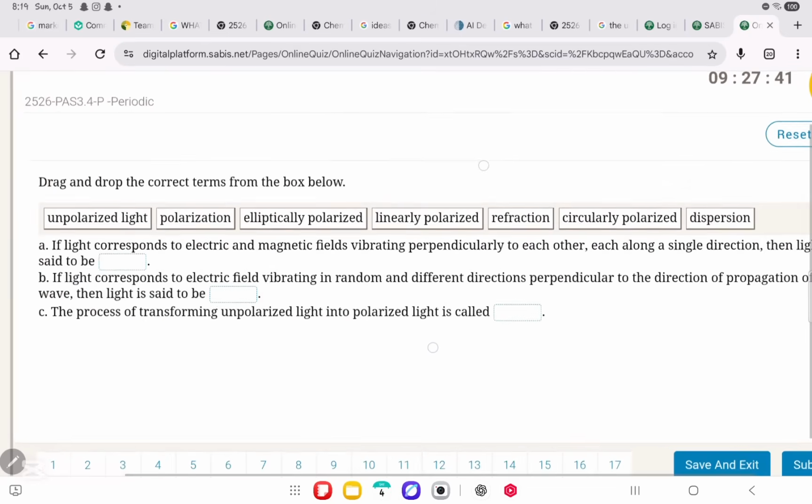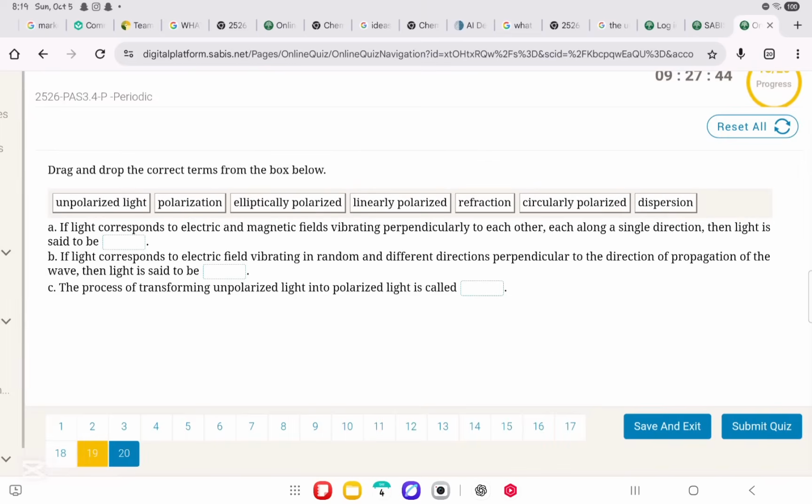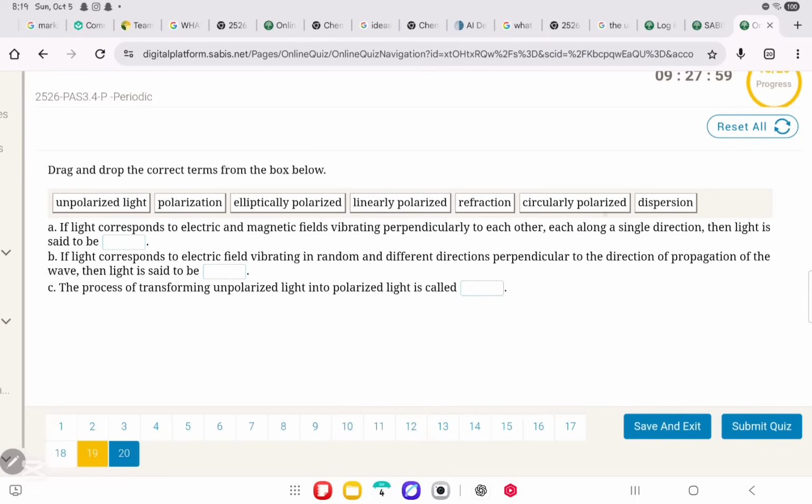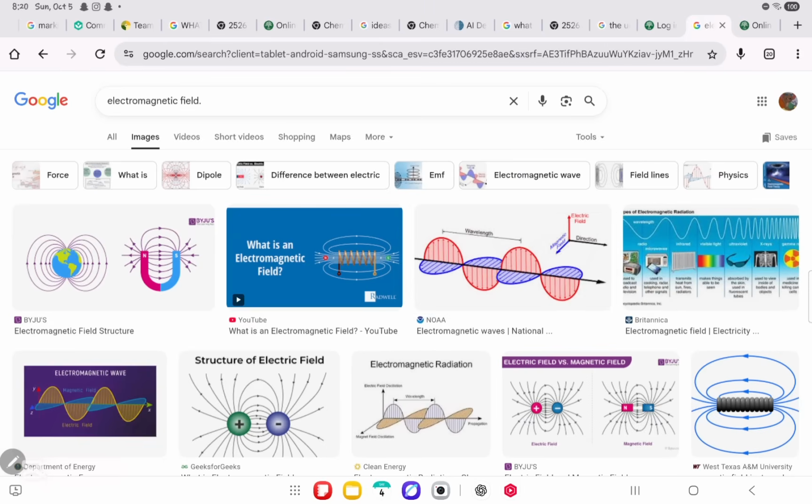Question number 19. If the light corresponds to electric and magnetic fields vibrating perpendicularly to each other, yes, they are vibrating perpendicularly to each other. It's going up like this, this is the electric field, and the magnetic field is perpendicular to it. I don't know if you can understand from my drawing. Just let me open a diagram. Here we go, here is a perfect example.